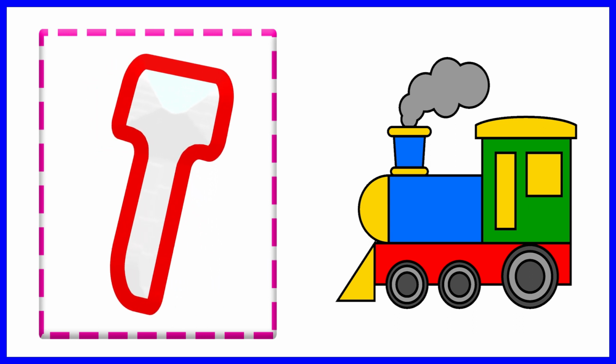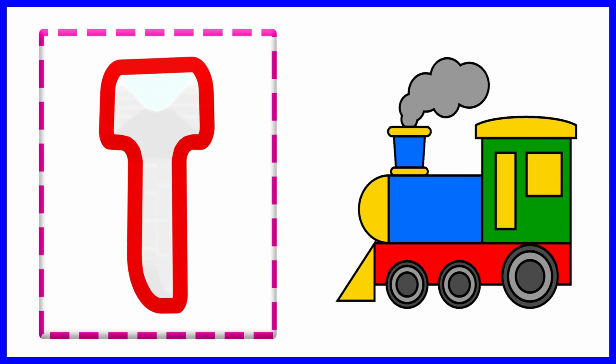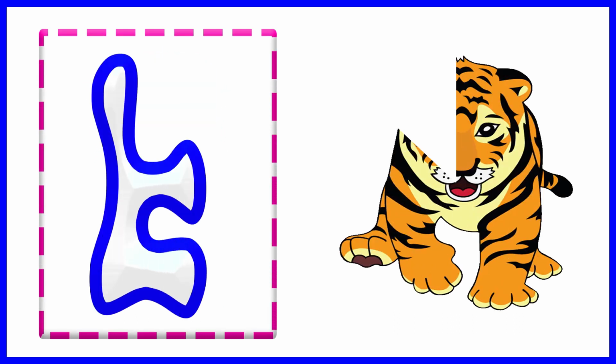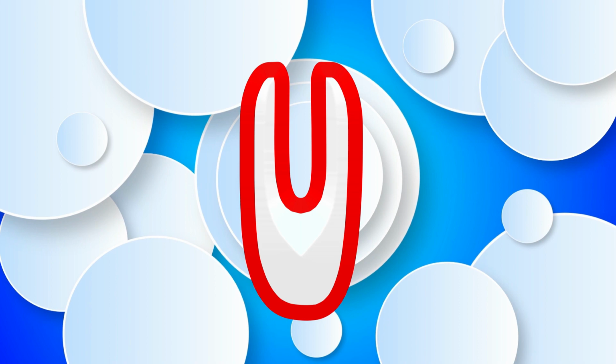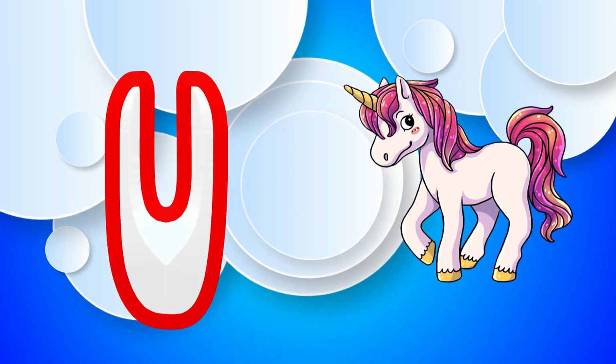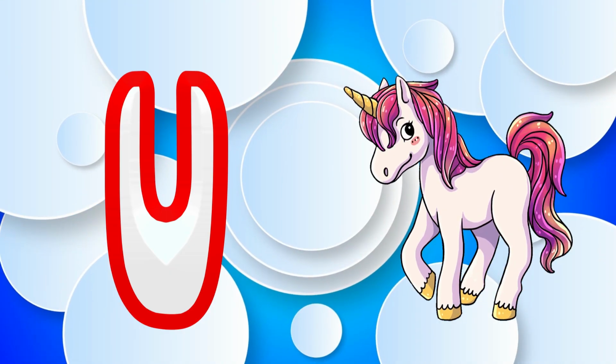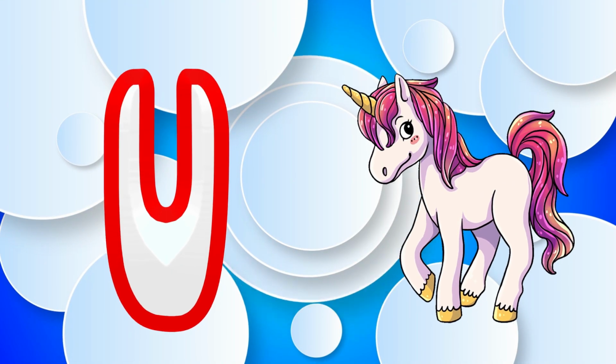T as in train, T, T, T. T as in tiger, T, T, T. Big U. Small U. U as in unicorn, U, U, U.